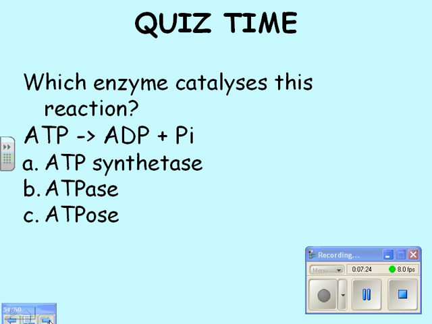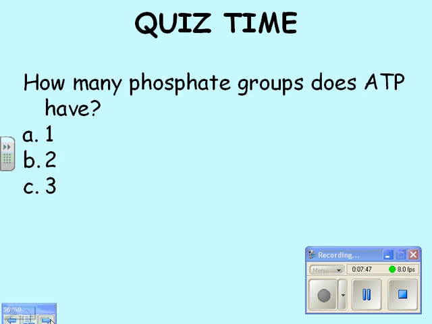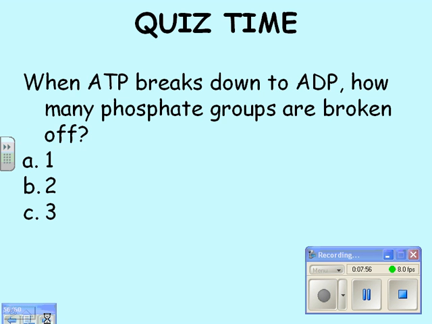Okay, quiz time. Yay! Which enzyme catalyzes this reaction? So you have ATP being broken down. That's called ATPase. Ose means it's a sugar, so that wouldn't be it. And ATP synthetase is when you synthesize or make ATP. Which enzyme catalyzes this reaction? Oh, look, now you're making ATP. So that's ATP synthetase. How many phosphate groups does ATP have? Just like a tricycle with 3 wheels, ATP has 3 phosphate groups.